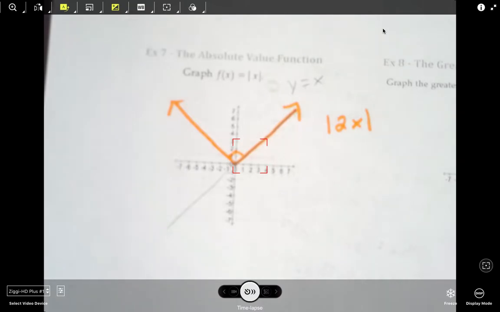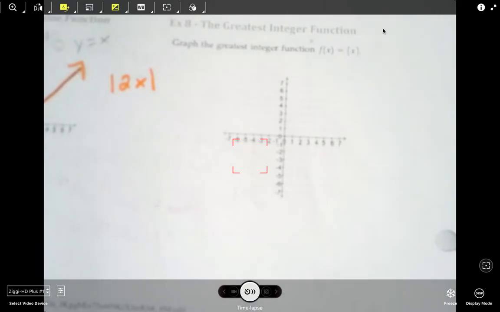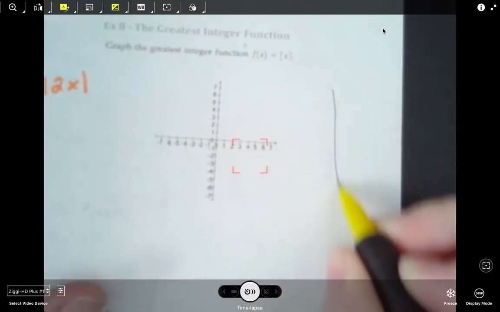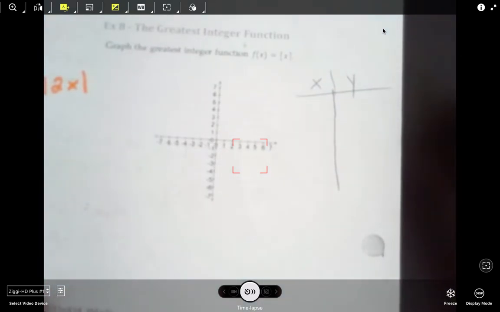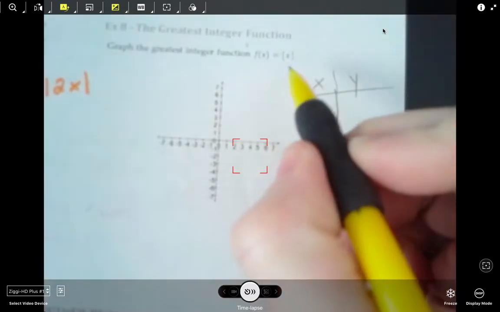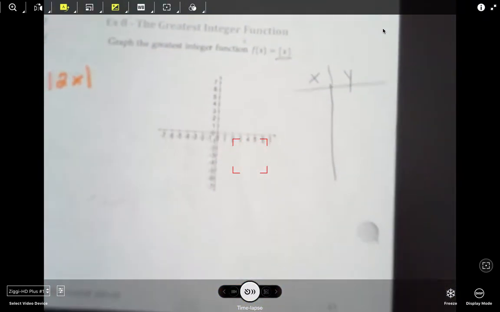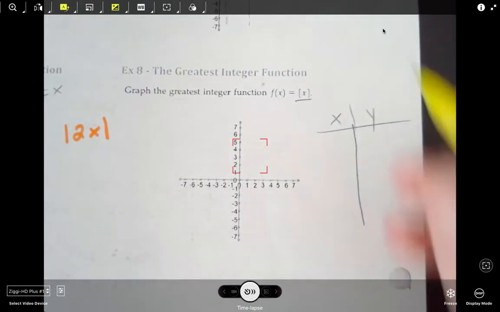Yes? Have we talked about step functions or greatest integer functions yet? Yeah. Briefly. Okay. This is what a greatest integer function looks like. I'm just going to go ahead and make a table just to show you the first time, and then you don't have to do this ever again. So, when you have a greatest integer function, it's asking for the greatest integer that is less than your value. Okay? Meaning that you always round down.